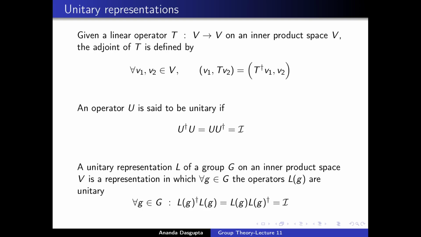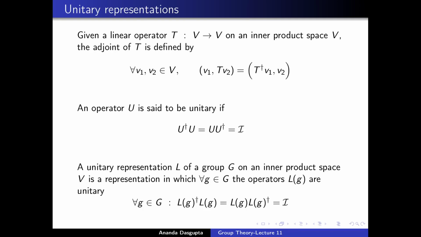And a unitary representation L of a group G on an inner product space V. So this is very important. You cannot talk of a unitary representation unless you are on an inner product space. It is a representation in which for every element g of G, the operators L(g) are unitary. This is something I have already said, but since we have now defined formally what a unitary operator is, what we are really claiming is for all g belonging to G, L(g) dagger L(g) is the same as L(g) L(g) dagger and is the same as the identity. In other words, for each g, L(g) dagger is the same as L(g) inverse.